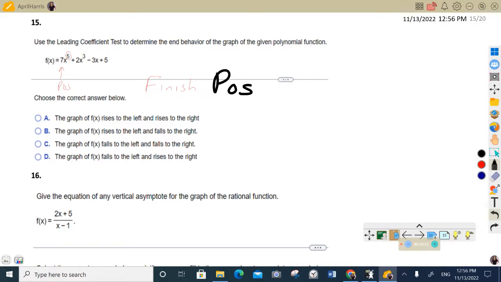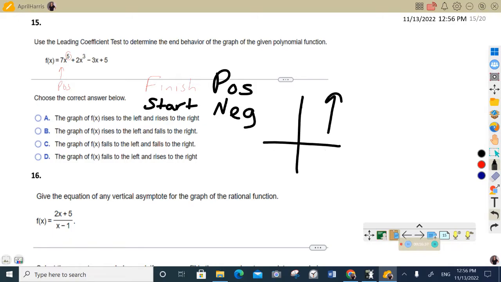And because my degree is odd, odd means opposite, it's going to start the opposite of positive, which would be negative. So my graph is doing something like this over here, and it's doing this over here. Finish, you have to finish first. You look at your leader, we follow the leader. Our leader's positive, we're going to finish positive. Since our degree is odd, odd means opposite, it's going to start the opposite of how it finished.